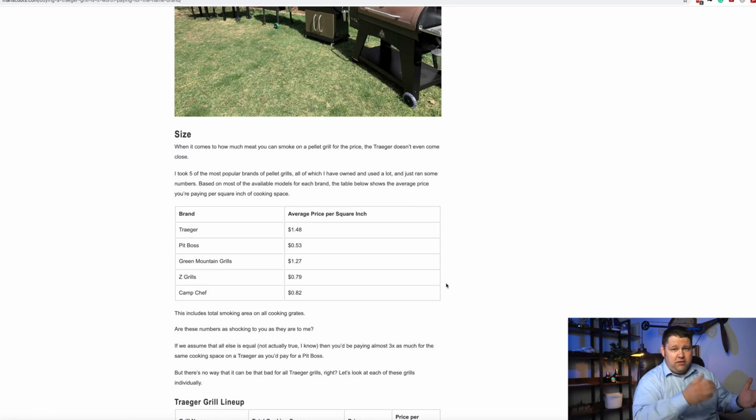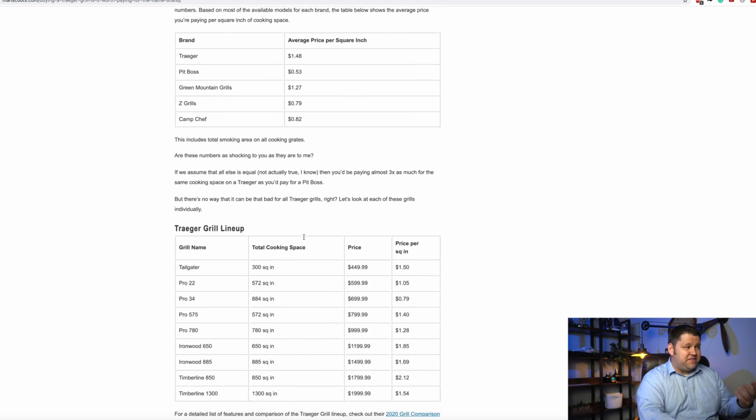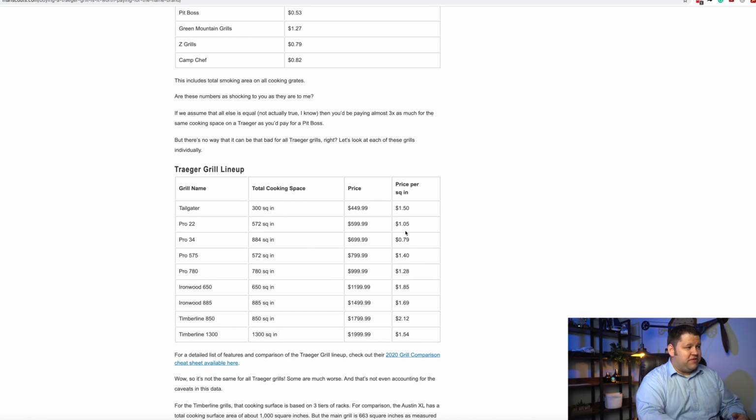So I went to Traeger and I found all of the different models that they sell. I went to some of the websites that actually sell these Traeger grills and saw how much they're charging for them. I put it all in a spreadsheet, and then I went to Traeger and I found the dimensions of the cooking areas. And I just did a very, very simple calculation and found the average price per square inch of cooking area. I then went and did the same thing for the specific grills.